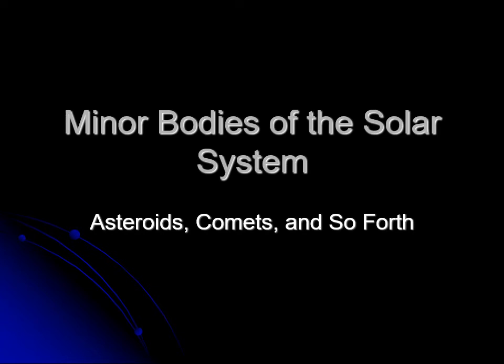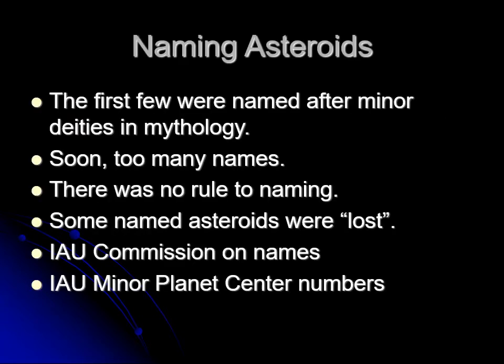So you find an asteroid. You want to name the thing. The first few were named in the same basic convention that already existed. For example, we had planets named Mercury and Venus and Mars and Jupiter, Saturn, Uranus.